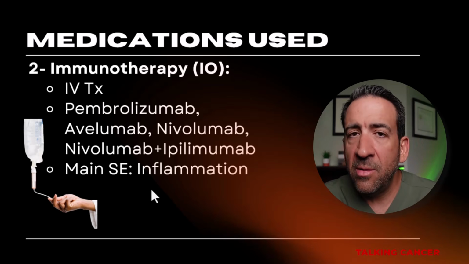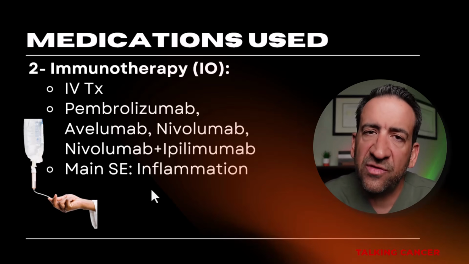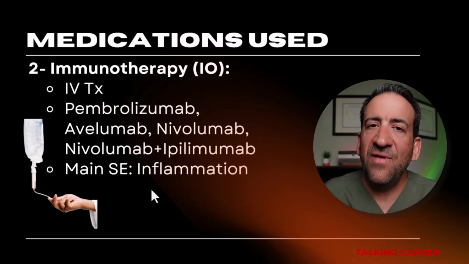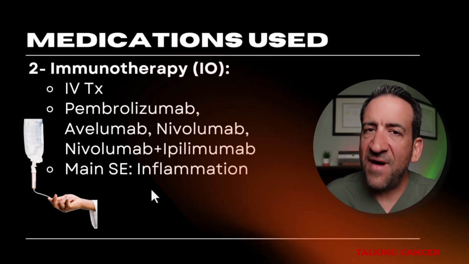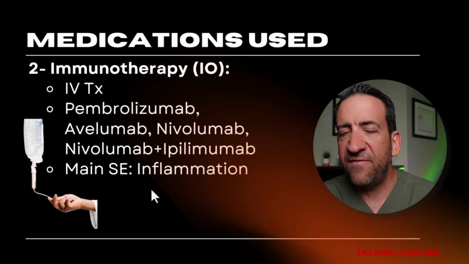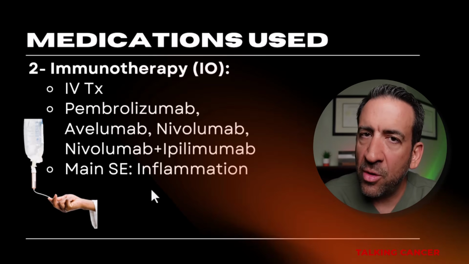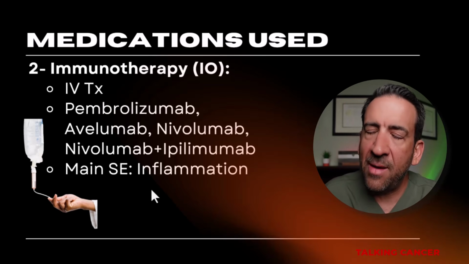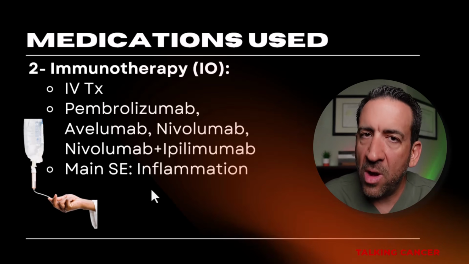The good news is that, number one, it's rare. Overall, we don't see this quite often. And number two, even if you develop it and we find it early, we can stop the immunotherapy, and then we'll start you on a family of medications called steroids, which are just strong anti-inflammatory drugs. And for the most part, most patients recover well, okay?